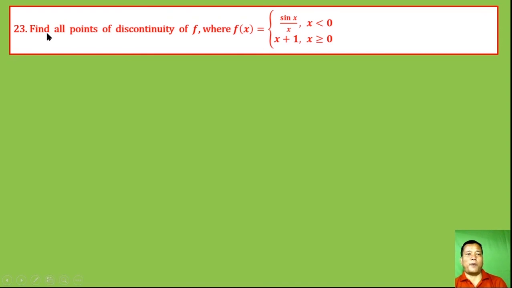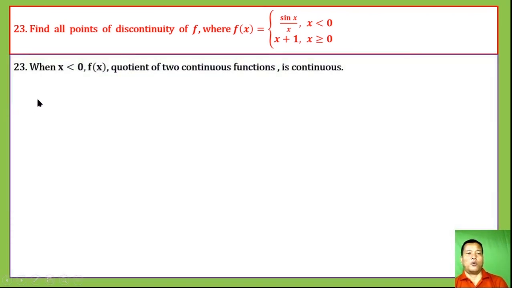Question number 23. Find all points of discontinuity of f, where f of x is sin x by x when x is less than 0, and f of x is x plus 1 when x is greater than or equal to 0. When x is less than 0, f of x, being a quotient of two continuous functions, is continuous.